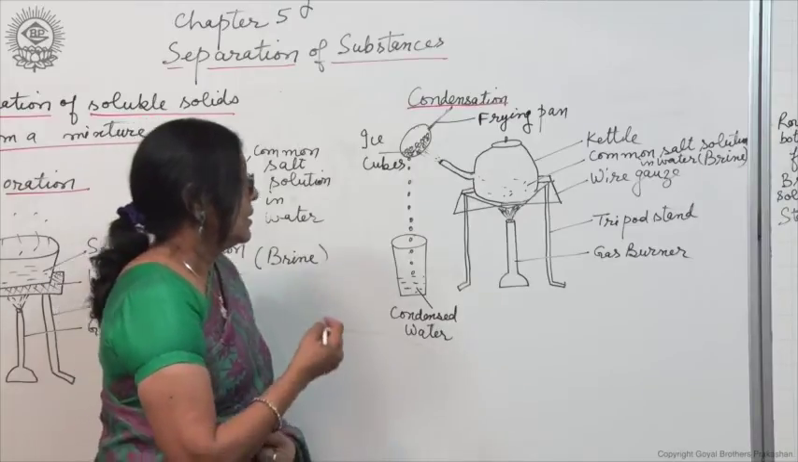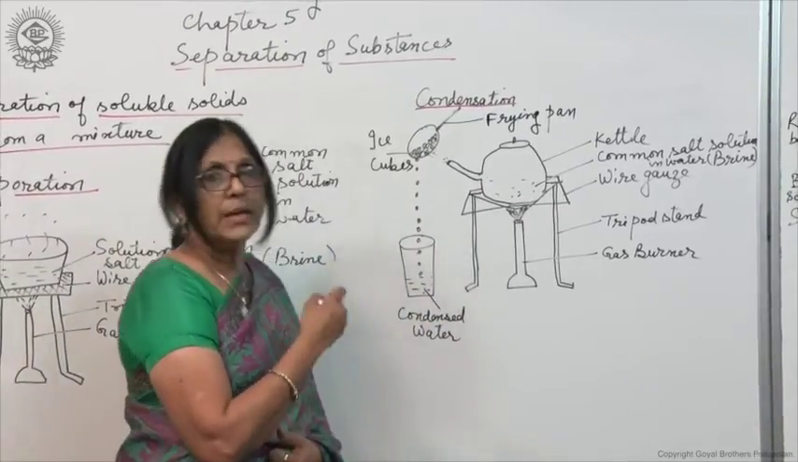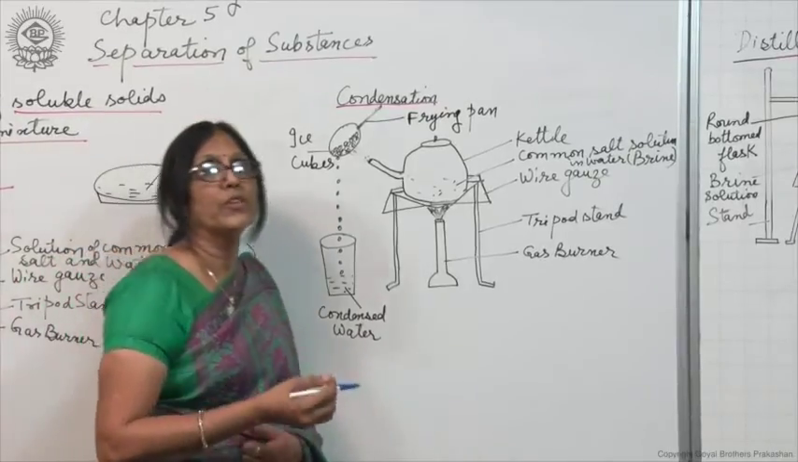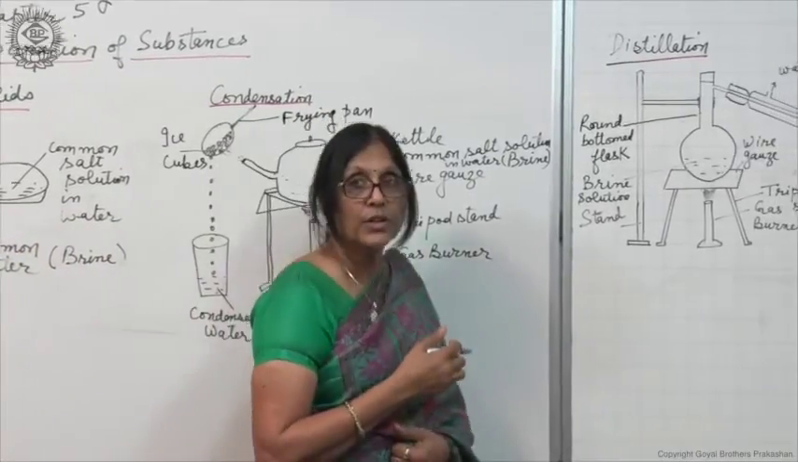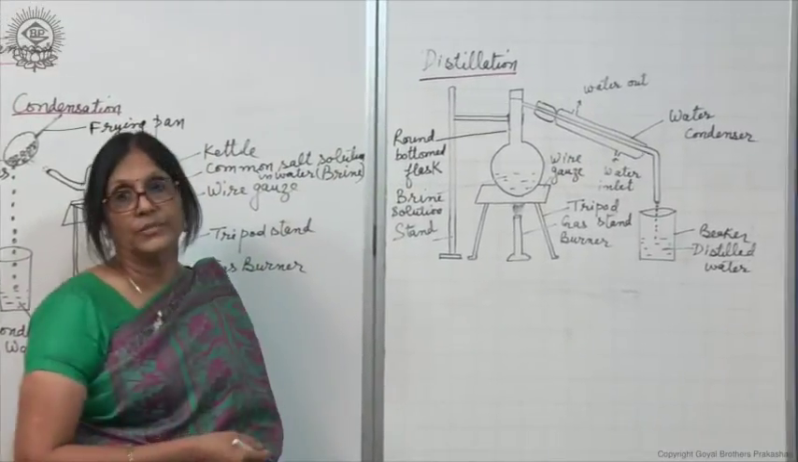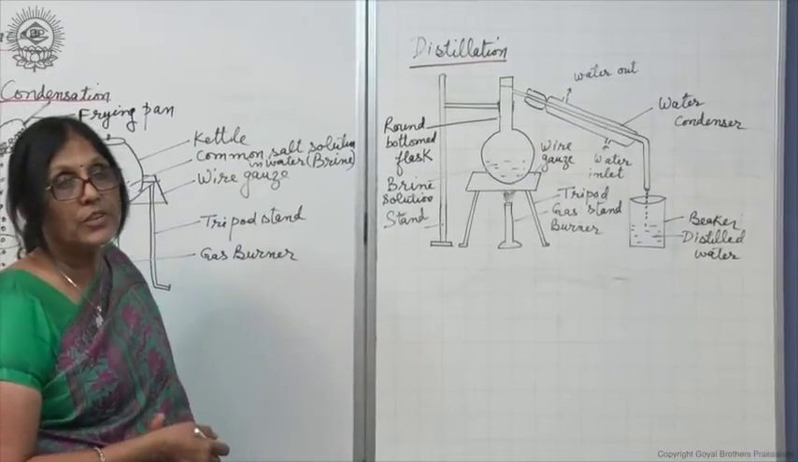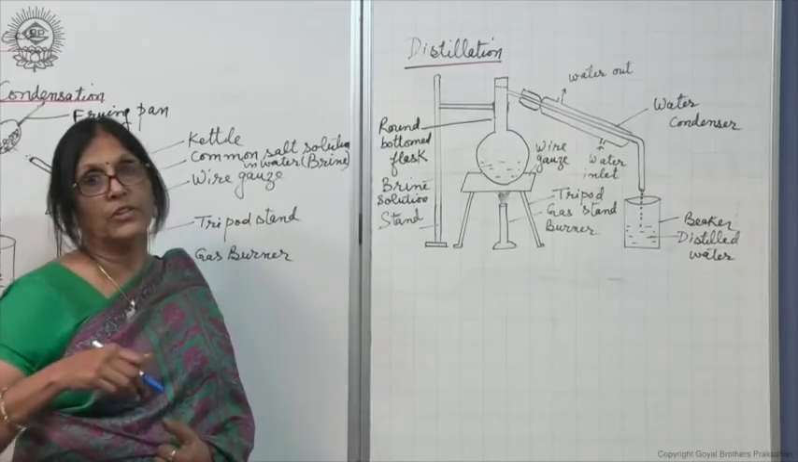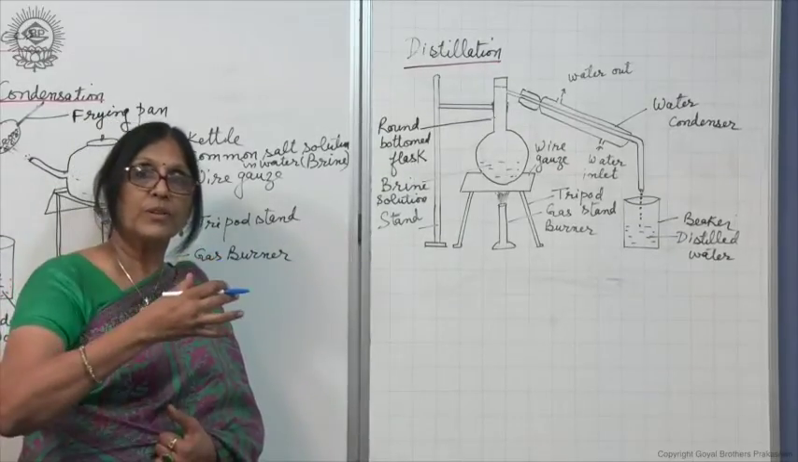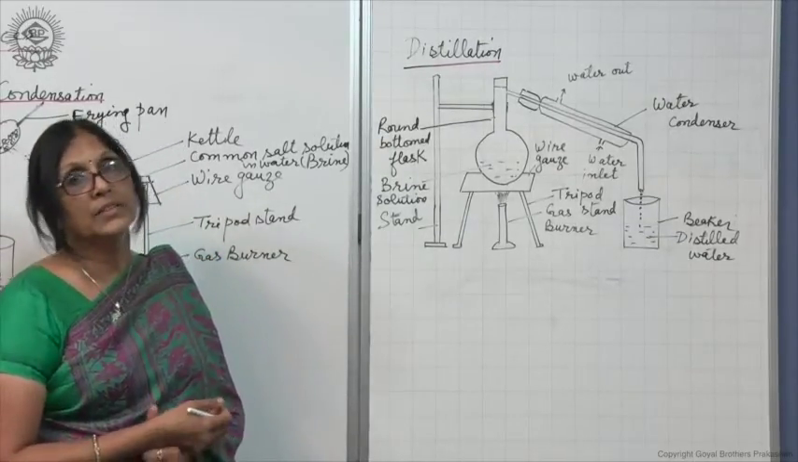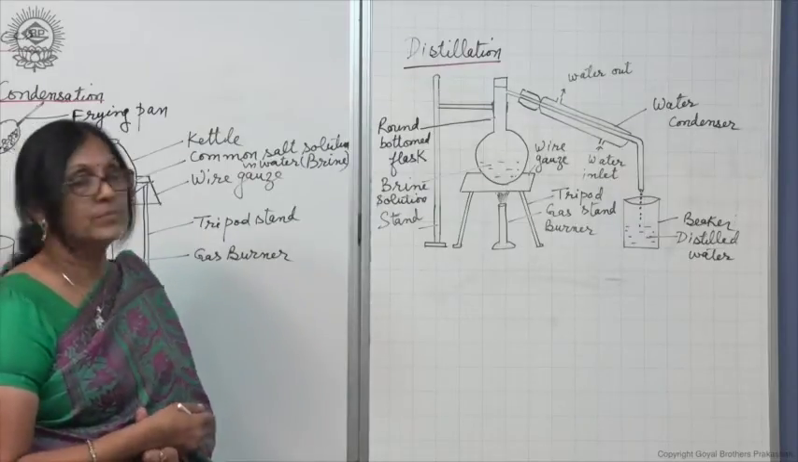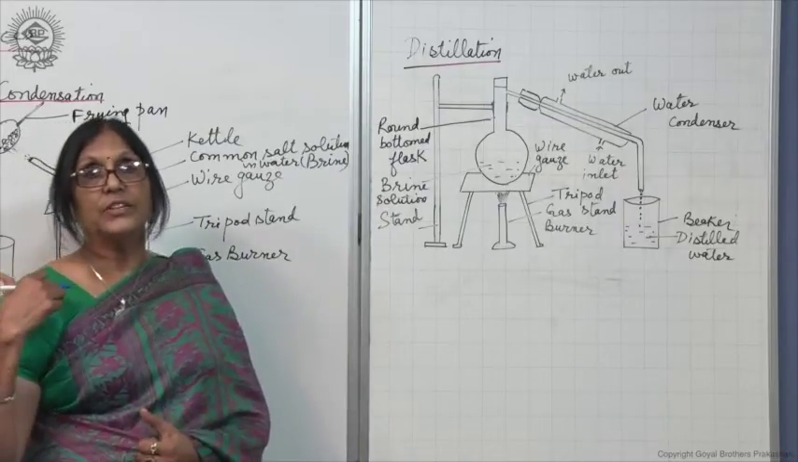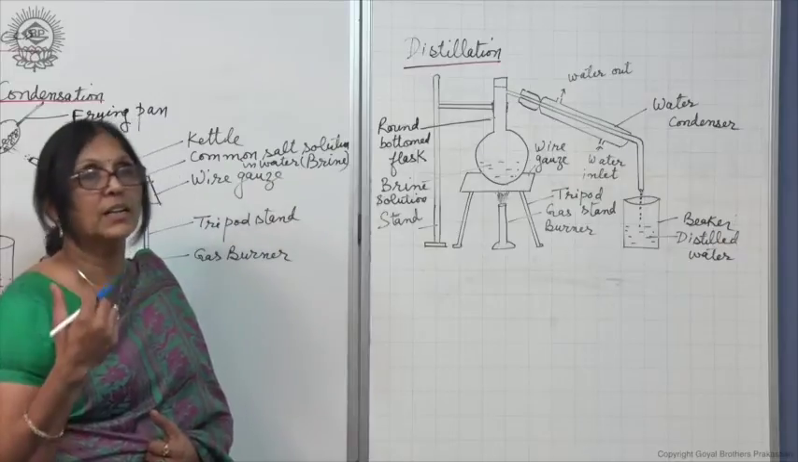Now the same method, in which both evaporation and condensation are included, is known as distillation. Distillation is a process in which evaporation occurs and condensation also occurs. First evaporation and then followed by condensation, that is called distillation. And here we have done it separately, first evaporation and then condensation.